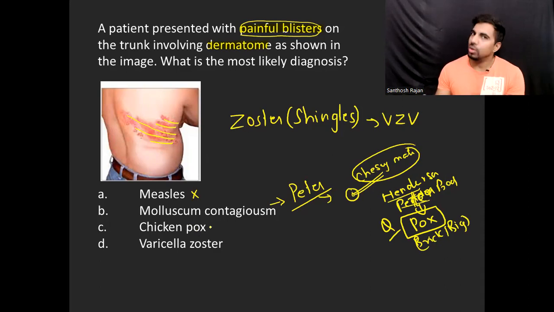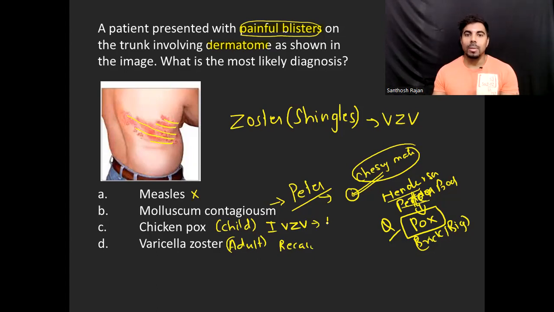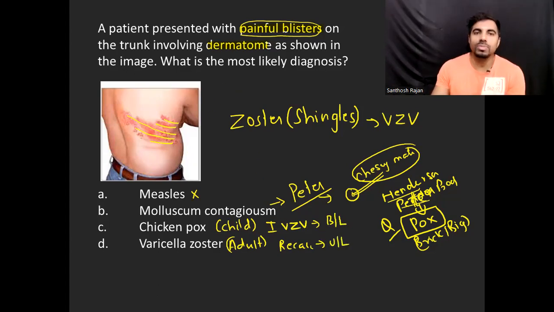Does chickenpox come here? No. Chickenpox is caused by varicella zoster virus only, but that is the first infection, especially in childhood. In adults, when the same varicella zoster reactivates, that is zoster. In chickenpox, the lesions are everywhere, not unilateral. But here it is usually unilateral and along the dermatome. And you know the treatment they give for these painful blisters? That is gabapentin.